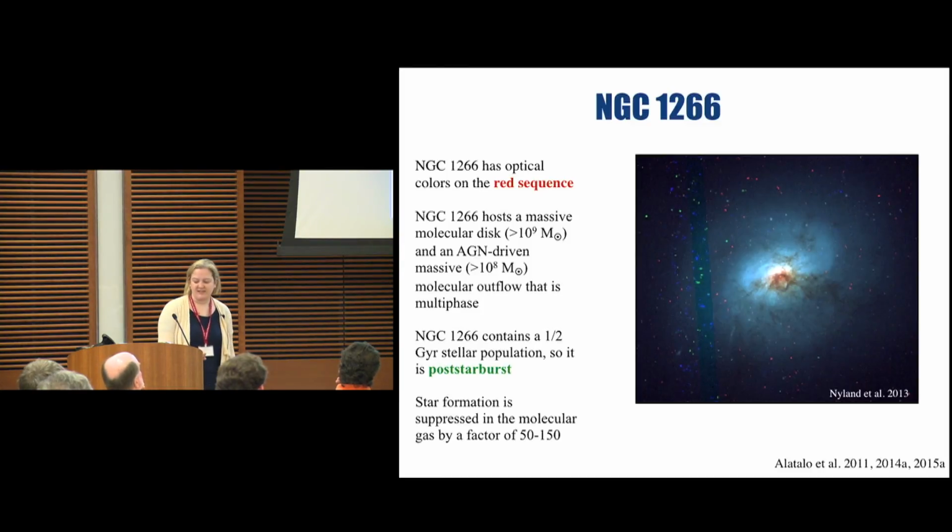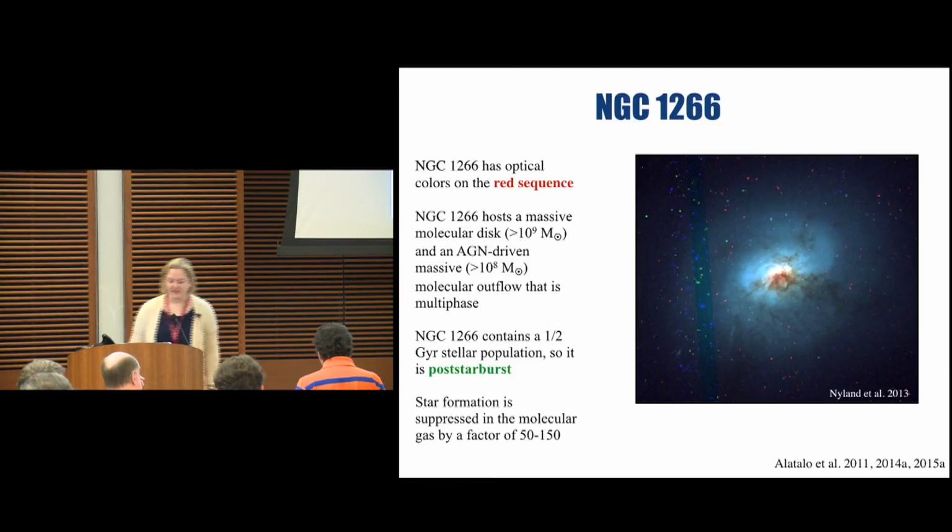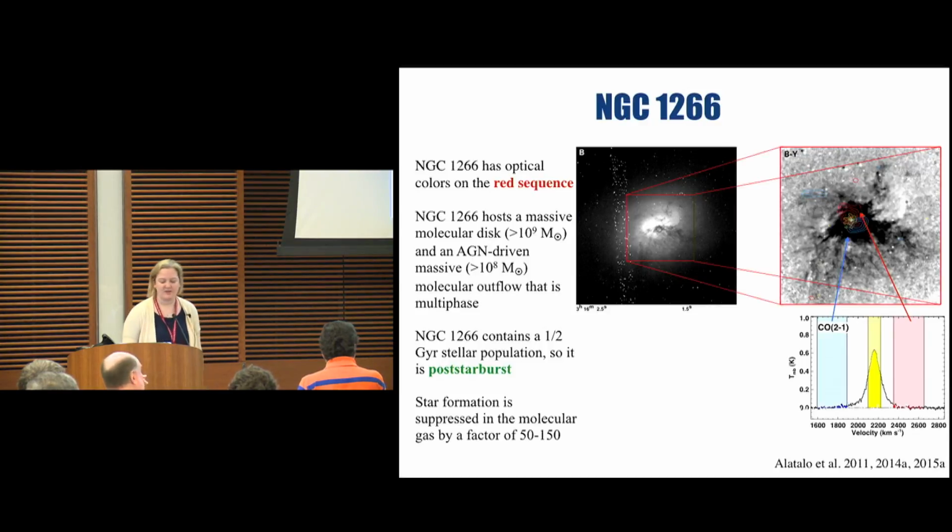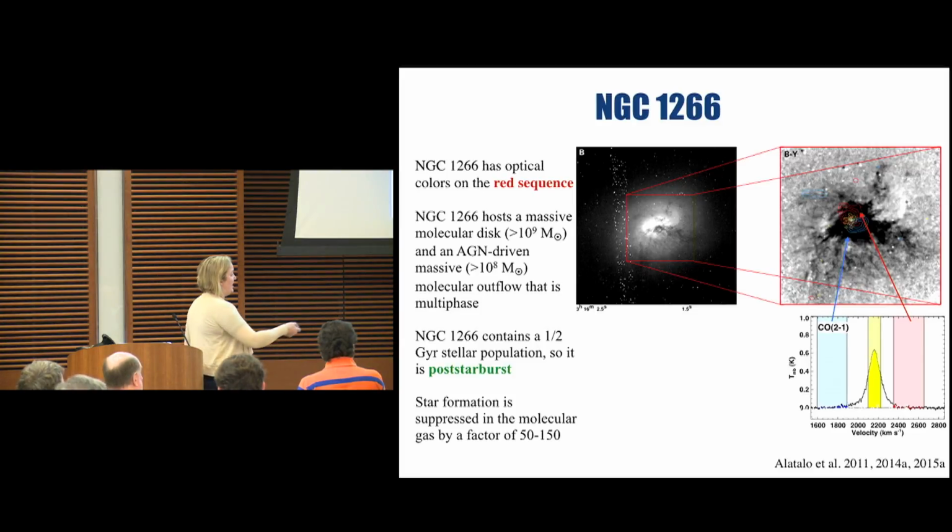Turns out NGC 1266 has a massive molecular disk, 10^9 solar masses of molecular gas, and it has a massive molecular outflow. It has about 100 solar masses per year taking part in the outflow. And I said that carefully, and I'll tell you why in a bit. It contains a half-gigayear-old stellar population, which is a post-starburst, and it's inefficient in forming stars by a factor of 50 to 150. When we looked at it, this is what the molecular gas looked like.